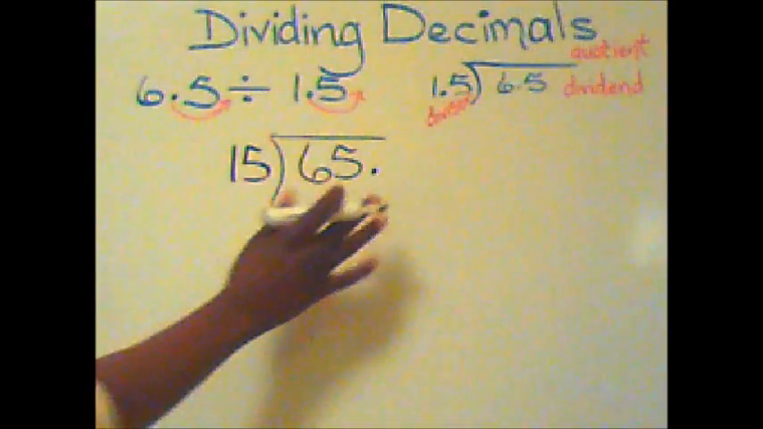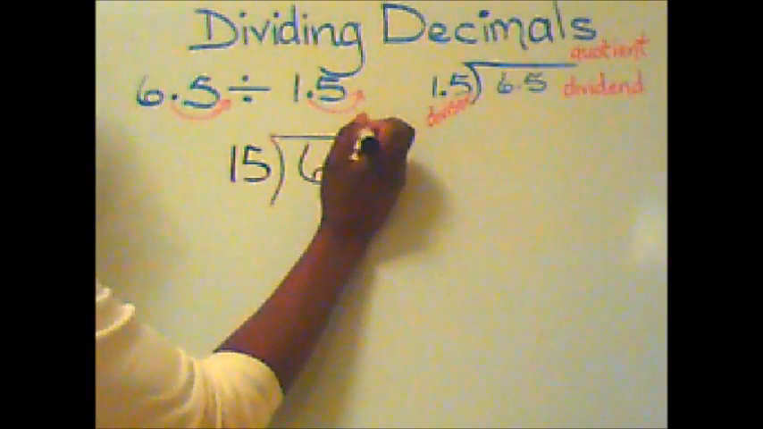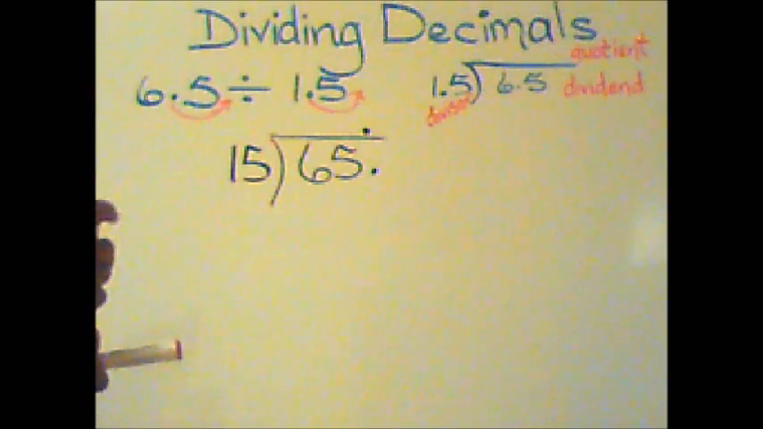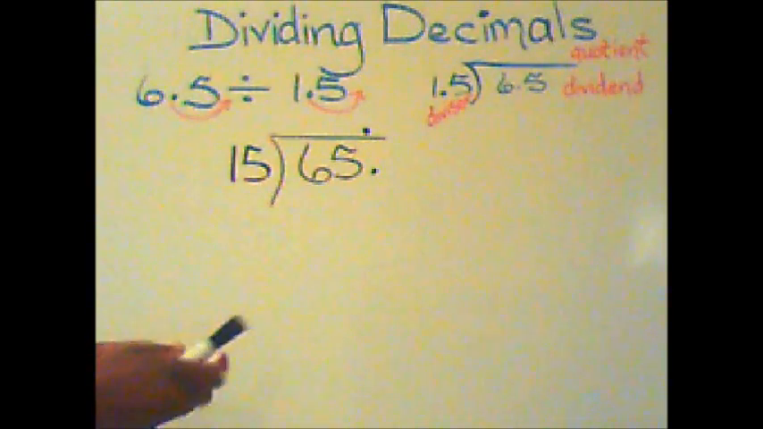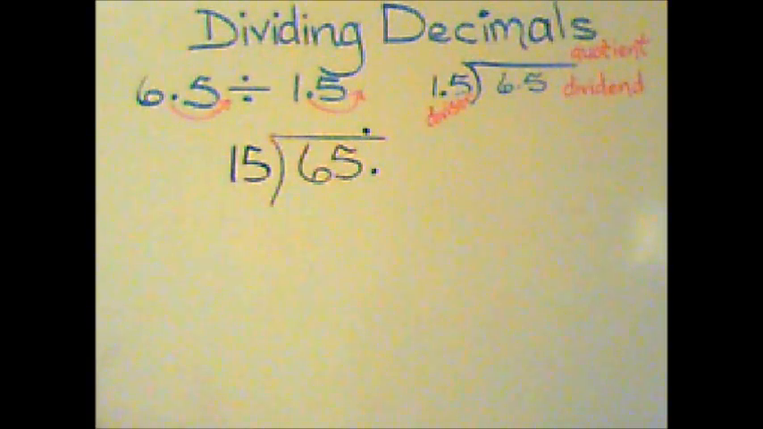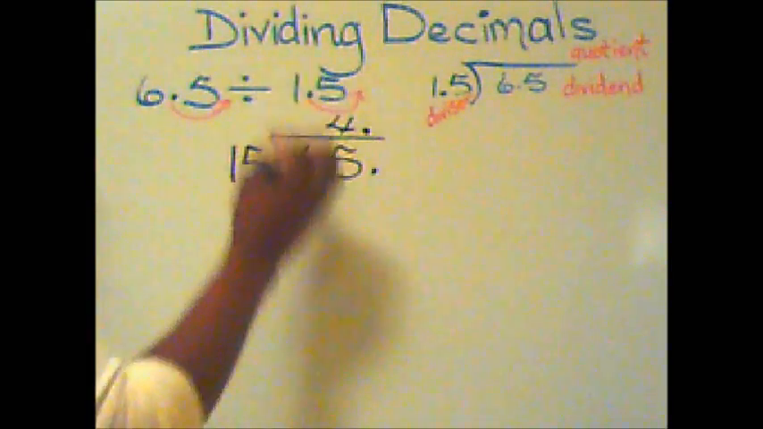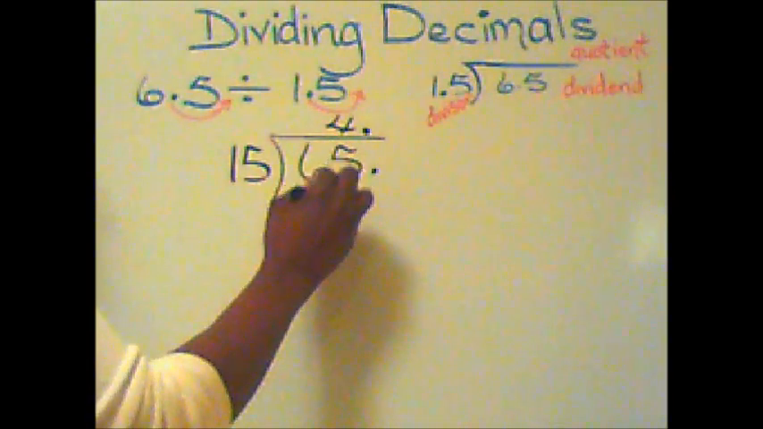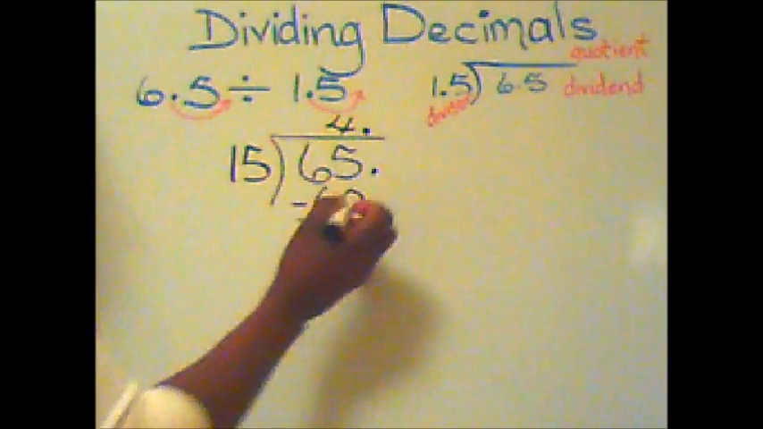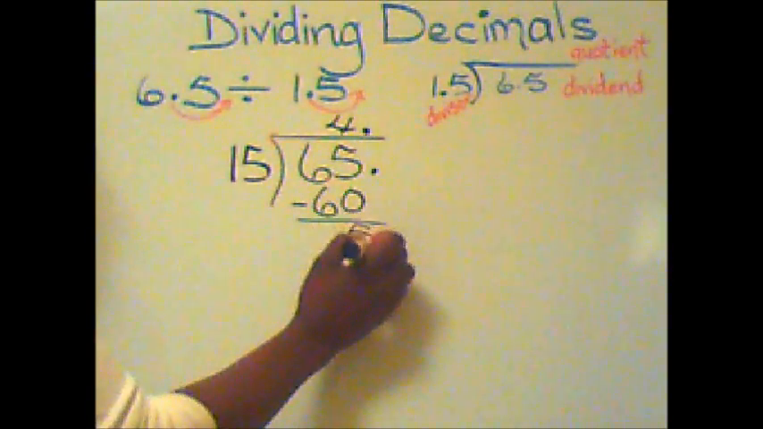Since I placed my decimal point here, my decimal point in my quotient is going to be placed right above it. So now I can go ahead and divide. How many 15s are in 65? 15 times 4 equals 60. 65 minus 60 equals 5.